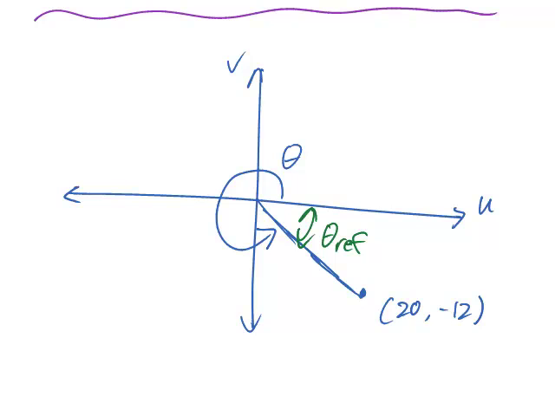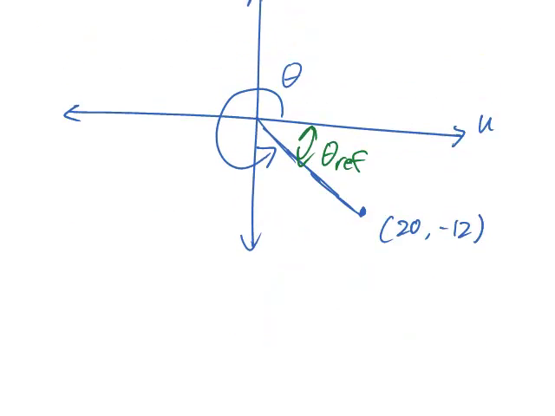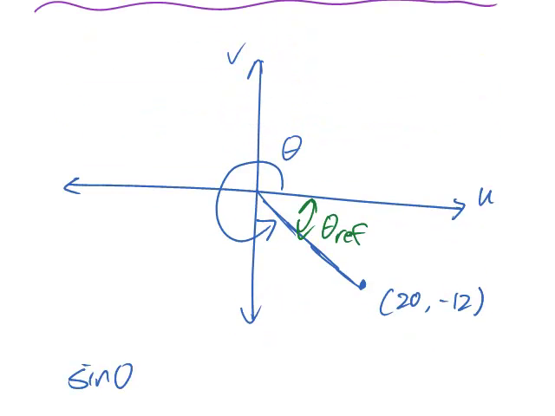We don't really need the reference angle this time because we already have the coordinates. So I guess I should put down a problem first, right? The question is, what are sine theta and cosine theta? All right, so sine theta is the v coordinate over the hypotenuse, or v over r. V is the second coordinate because v comes after u. That's minus 12. But wait, what's the hypotenuse? Oh, we don't have the hypotenuse. We need to find it.